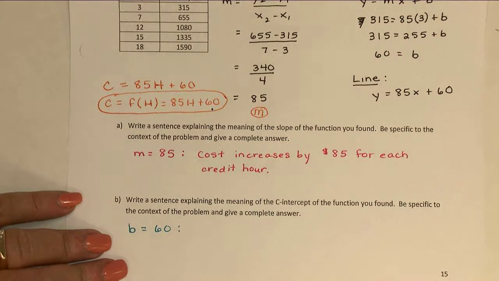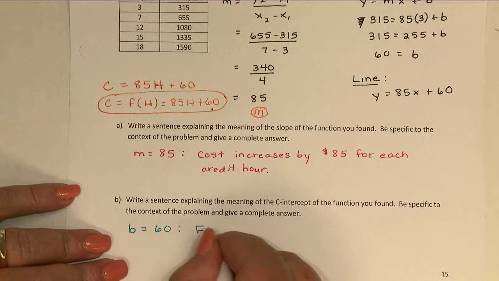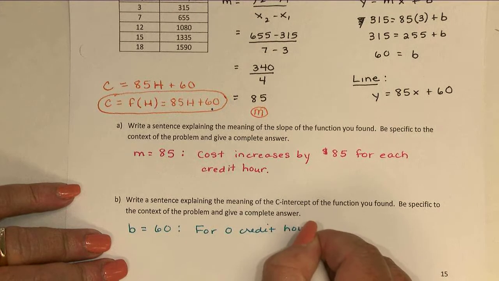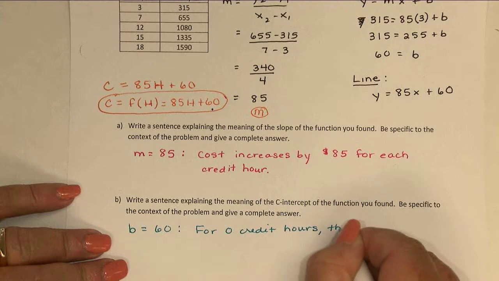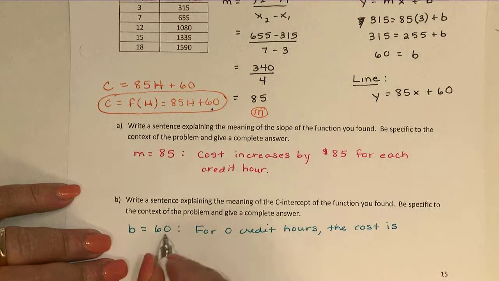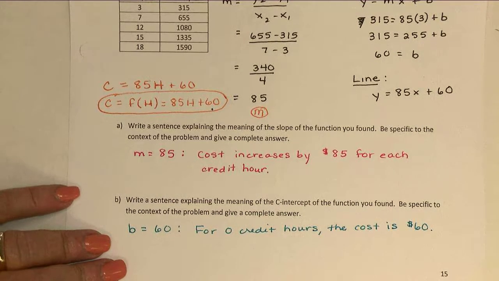That would be our starting point when the independent variable, the H, is 0. So we could say for 0 credit hours, the cost is going to be the $60. Now that might seem like sort of a strange statement.